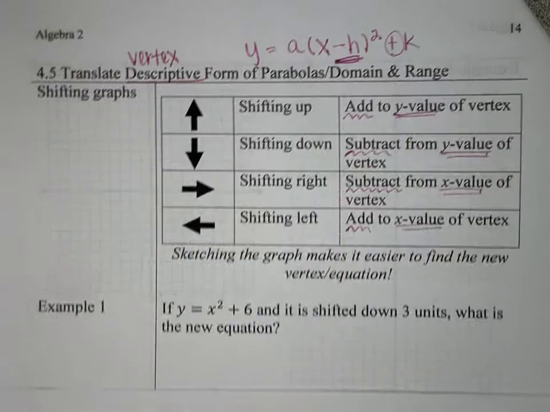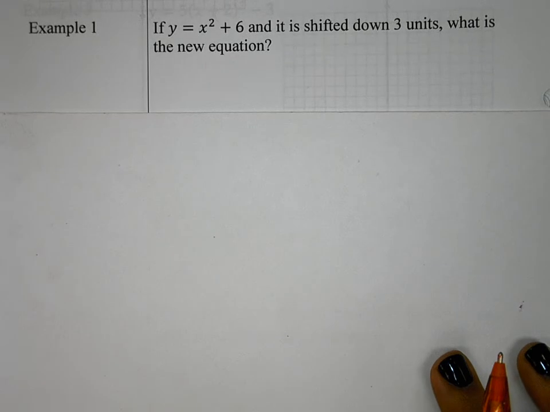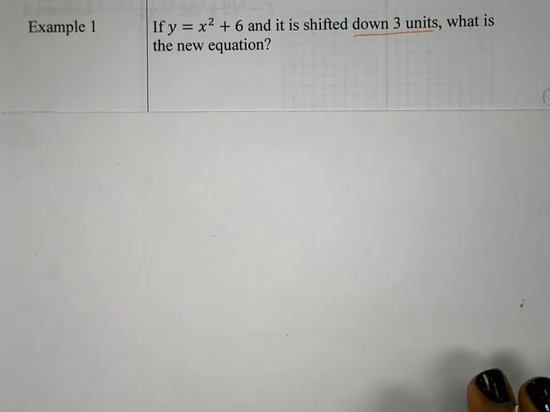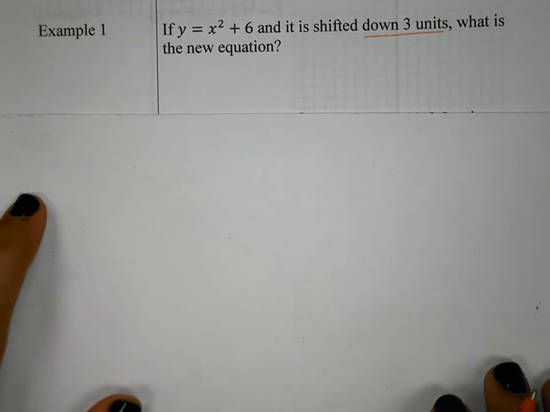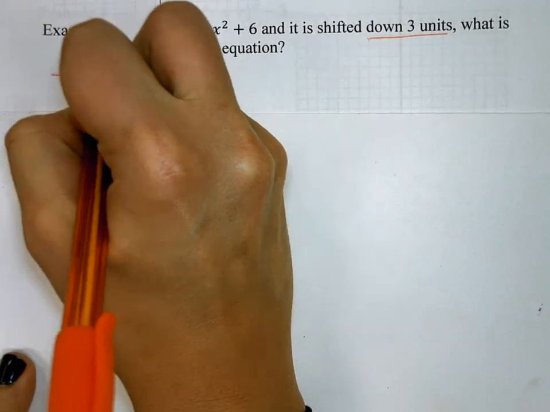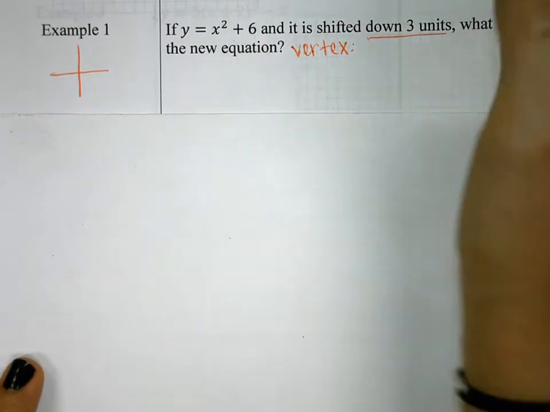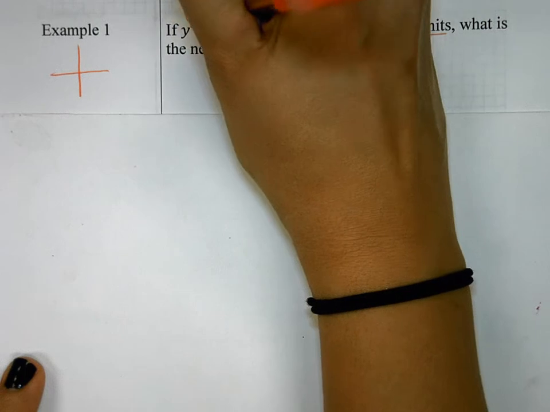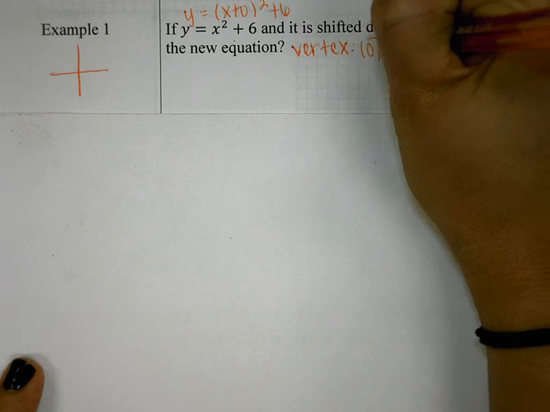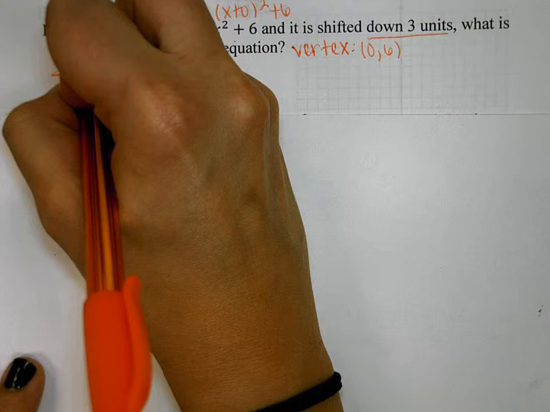So example 1, I have the equation y equals x squared plus 6, and it's shifted down 3 units. What is the new equation? So basically, your graph is here. We're going to do a quick sketch. The vertex of this graph, this is the same as y equals (x plus 0) squared plus 6. So your vertex is actually at (0, 6). So it's somewhere right here. So our parabola looks something like that.